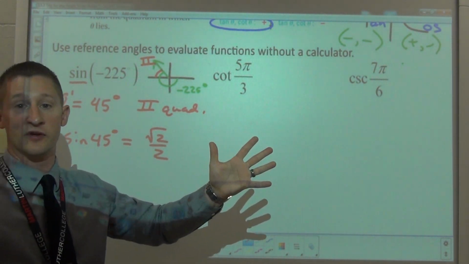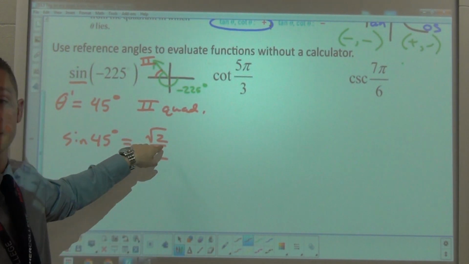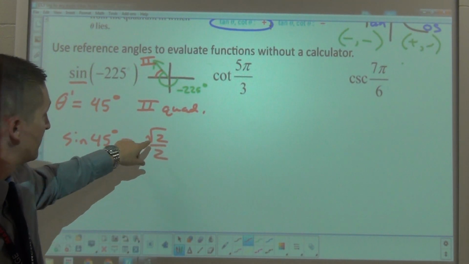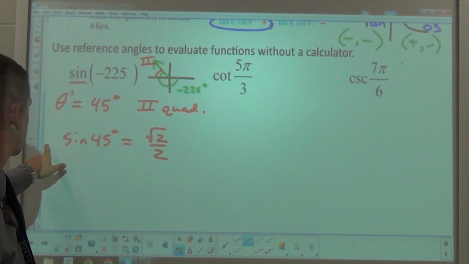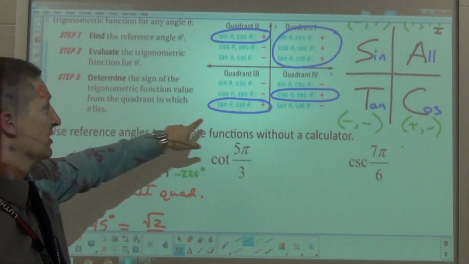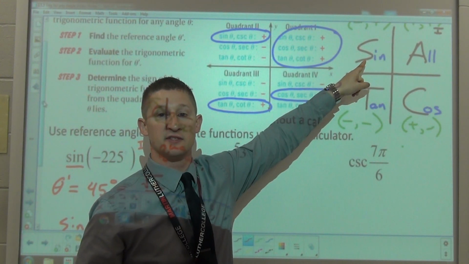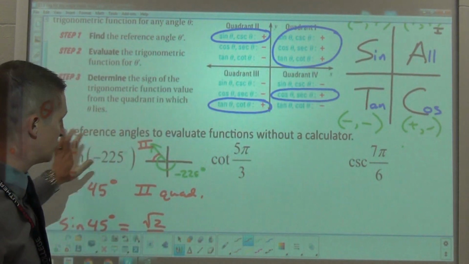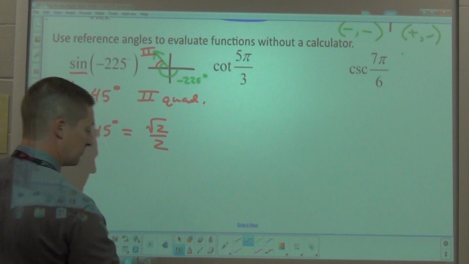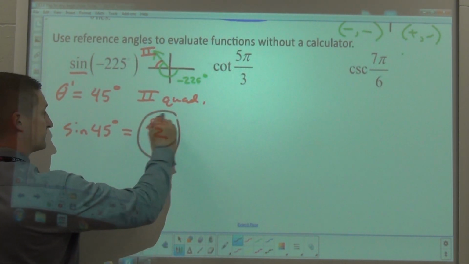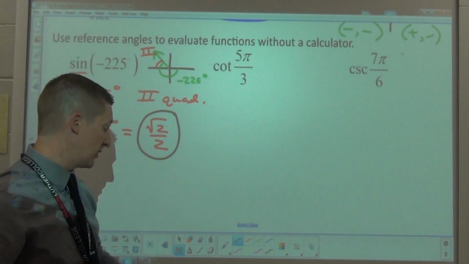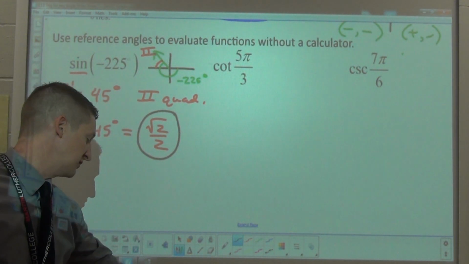Now, the only thing I have to figure out yet is whether this value is going to be positive or negative. Well, since my terminal side was in the second quadrant, and I'm working with sine, I remember that sine is positive in the second quadrant, which means that my value must indeed be positive, square root of 2 over 2. There we go.